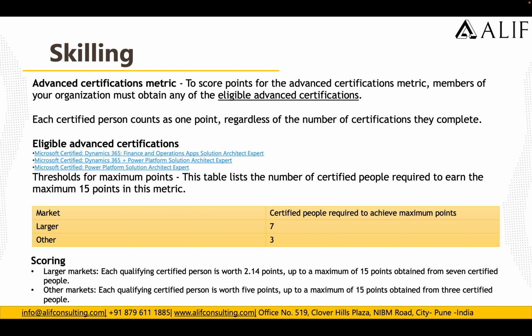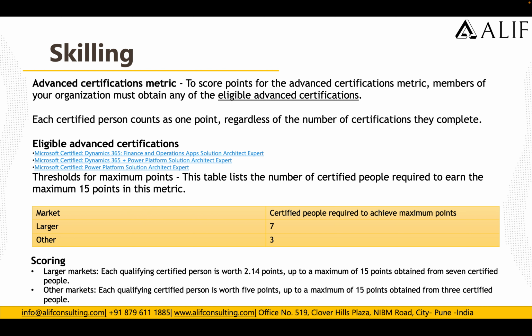Advanced certificate metric. A member of your organization must obtain any of the leasable advanced certifications as shown in this slide. Each certified person counts as 1 point regardless of the number of certifications they have completed. In this slide, you can see there are three certifications, so it's better to spread these three certifications across the team so that you can earn the maximum points. Threshold for the maximum points: if you are from the large market segment, you need 7 certified people in your team to get the maximum points.